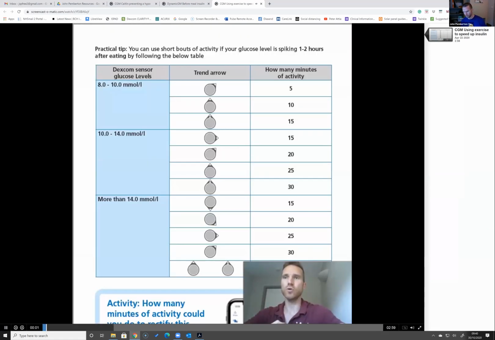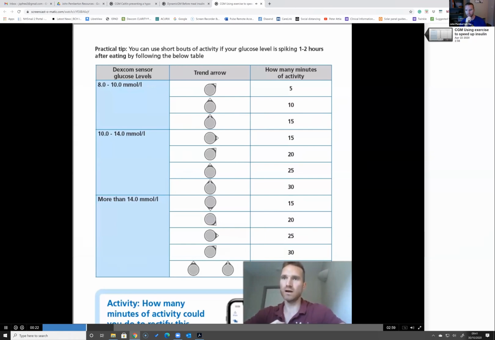This is how to use short bouts of activity to speed up the action of insulin, and this works really well if you have given your insulin just before you eat rather than maybe 15, 20 or 30 minutes before you eat. Often what happens is the glucose level goes above 10 and you can't give a correction because that'll be too much insulin. It's just the fact that the insulin's not working quick enough.